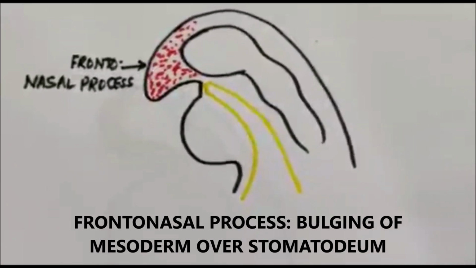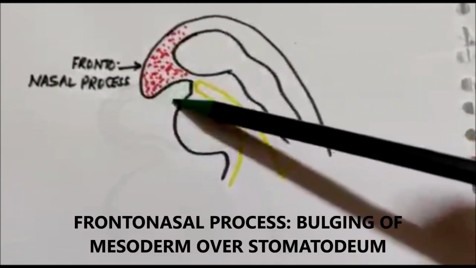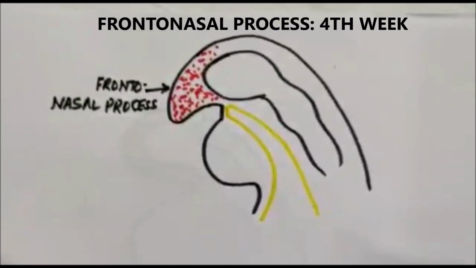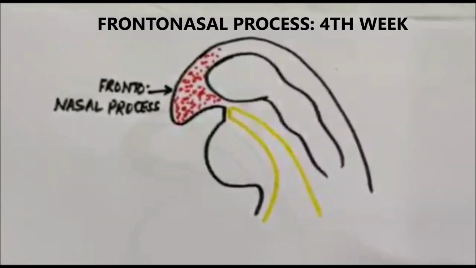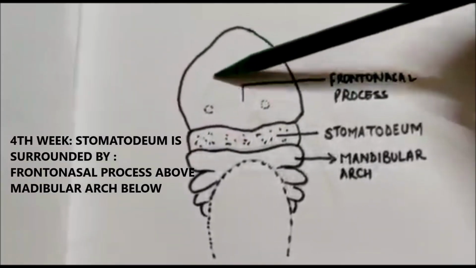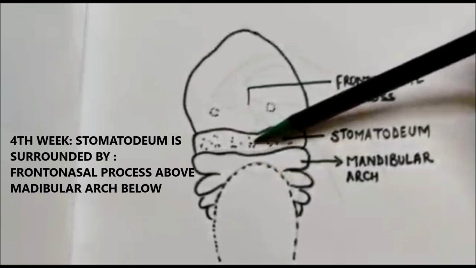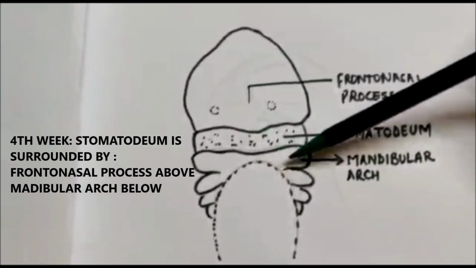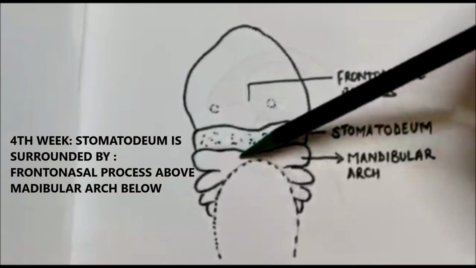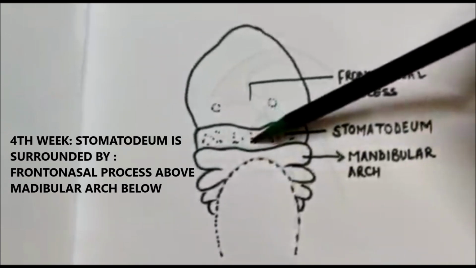And this mesoderm, which lies cranial to the developing brain, starts proliferating and forms a bulge towards the stomatodeum, and this is called the frontonasal process. This bulging of the frontonasal process starts occurring at the beginning of the 4th week. So by the 4th week, we have the frontonasal process covering the stomatodeum from above, while at the same time the pharyngeal arches have also started forming, and this is the first pharyngeal arch, called the mandibular arch. It lies just above the pericardial bulge and covers the stomatodeum from below.